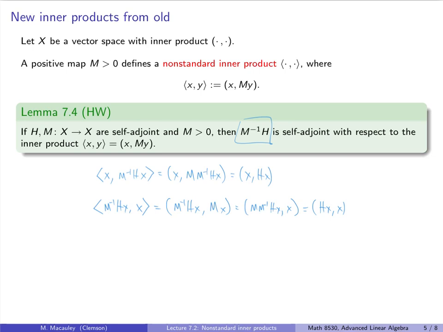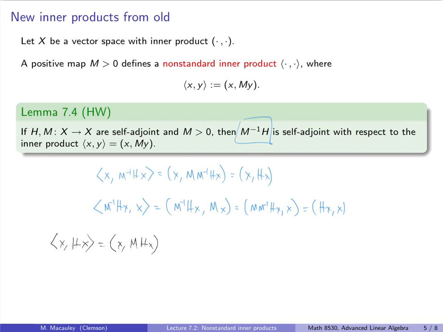Let's explore this a bit further. Being self-adjoint depends on the inner product structure. That means we can probably find a linear map that's self-adjoint with respect to one of these but not the other. So let me just take H, which is self-adjoint with respect to the standard inner product. I claim that H is probably not going to be self-adjoint with respect to this non-standard inner product. And let's explore. So x, Hx in the new inner product is the old inner product of x dot MHx.